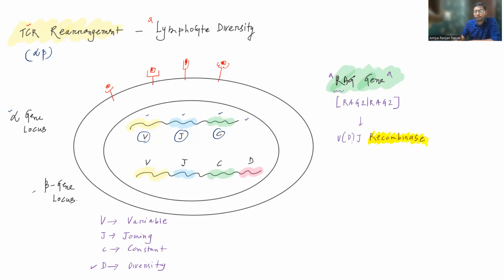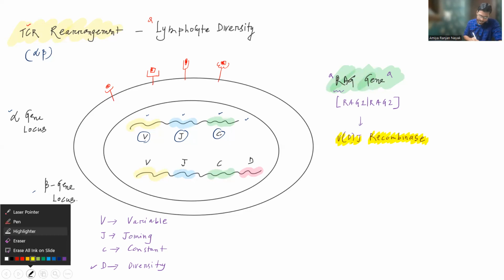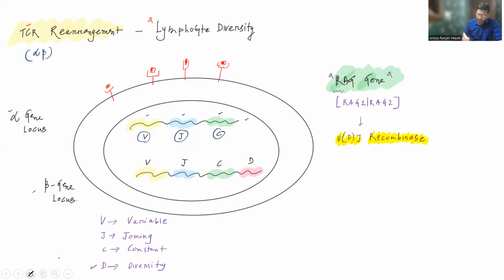So the RAG gene will produce VDJ recombinase. This recombinase has the ability to cause multiple DNA cuts and ligation in the alpha and beta gene locus. And these multiple DNA cuts and ligation will cause multiple combinations of DNA segment formation.